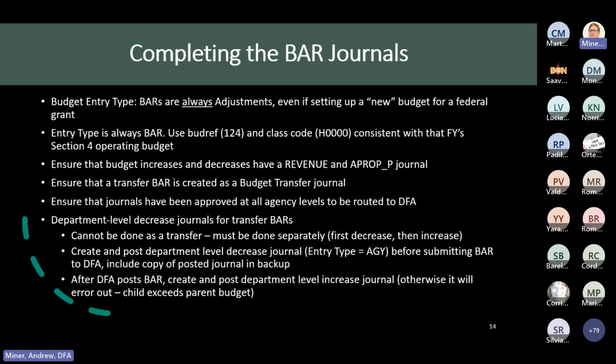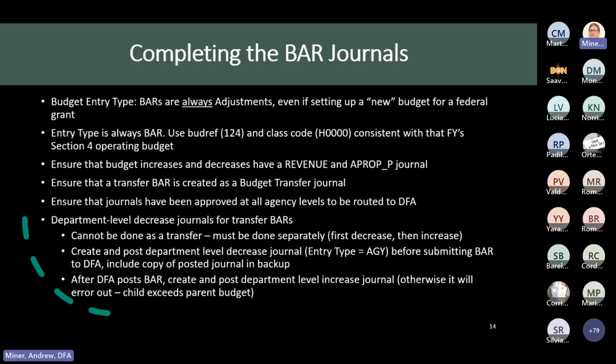And then, of course, like I said, use the BUDREF and the class code that's consistent with that year's Section 4 operating budget. Ensure that your increases and your decreases, as well as program transfers, right? Those rare program transfers, they should have a revenue journal and an appropriation journal. A transfer bar needs to be created as a budget transfer journal. So when you create a journal, you have the option of enter budget journal or enter budget transfer. So if you're doing a transfer bar, you should use a budget transfer journal. Makes sense, but sometimes people miss that.